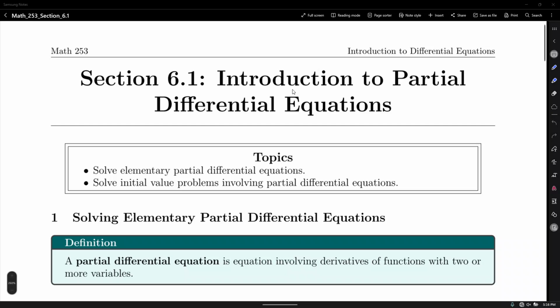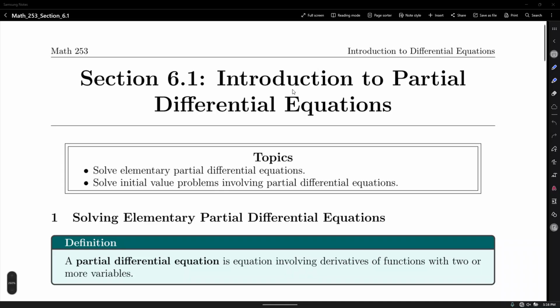In this chapter, we will introduce the solutions to partial differential equations. Notice I gave you a lot of material, but actually they're very short sections. We will solve really basic elementary partial differential equations and initial value problems involving partial differential equations.